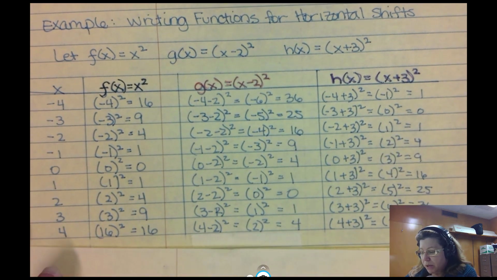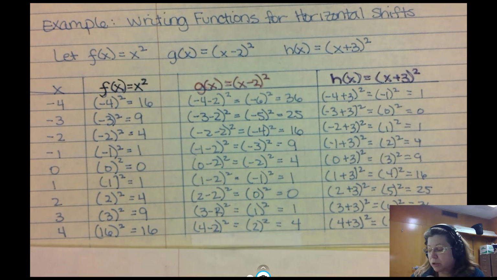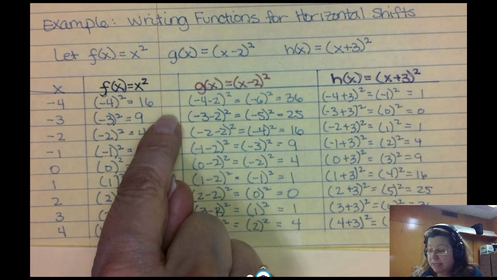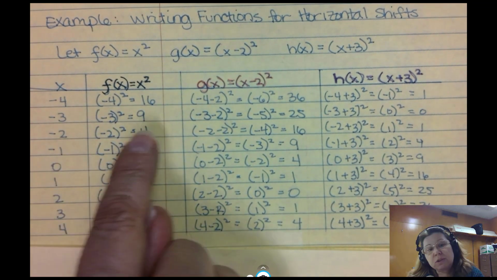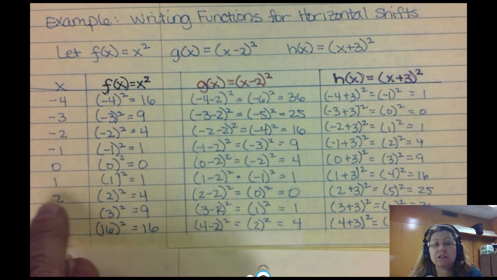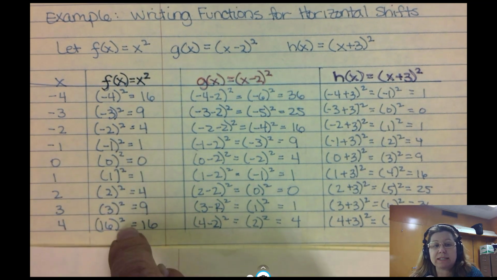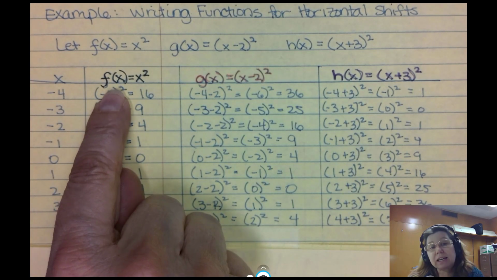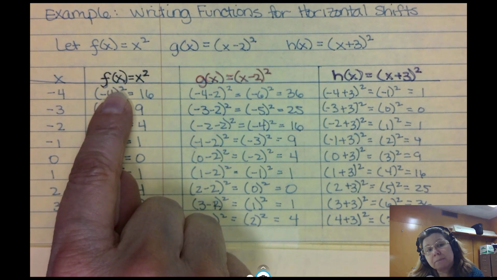Now take a moment and take a look at all of the points. These are each individual points, like f of x will be negative 4, 16; negative 3, 9; negative 2, 4; negative 1, 1; 0, 0; 1, 1; 2, 4; 3, 9; 4, 16. That's what we're going to use in terms of points to plot f of x. Again, I'm going to do f of x in black.